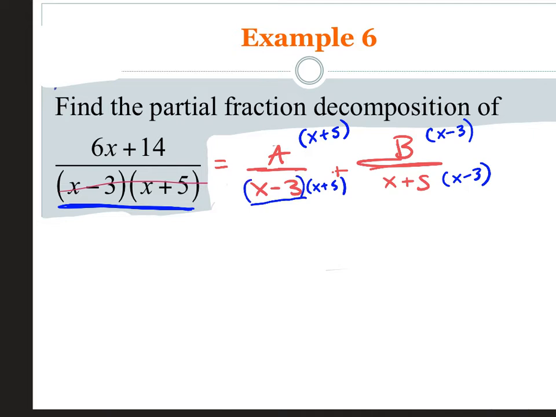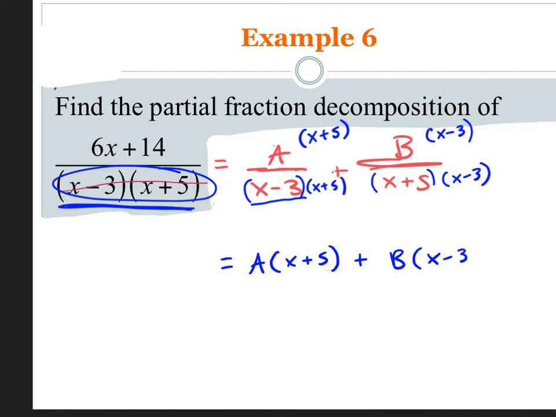So now our bottoms are both x minus 3 times x plus 5, which is the same as we have from the start. And then our new top is A times x plus 5 plus B times x minus 3. And all we're doing now is setting our tops equal to each other. So we set the top of the left side equal to the top of the right side. Since our denominators were the same, we can ignore them, and we're just setting the tops equal to each other. Everybody with me so far? Any questions?